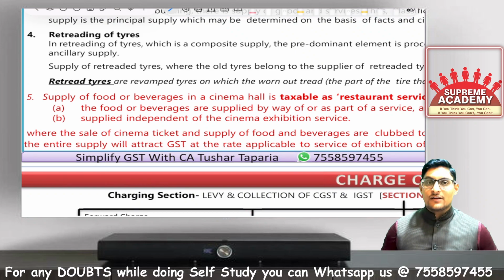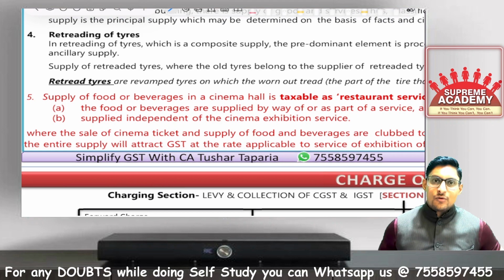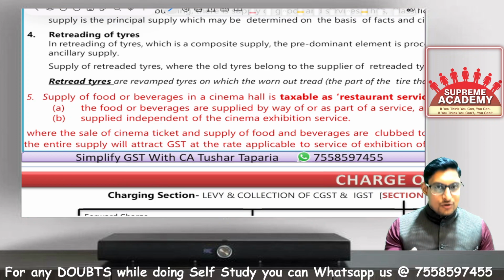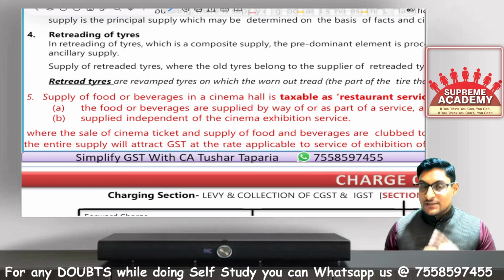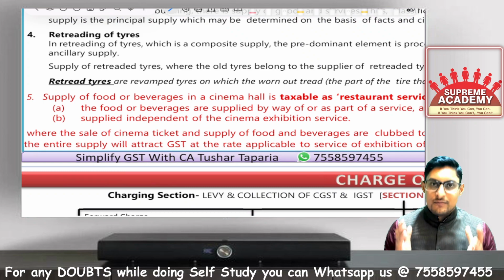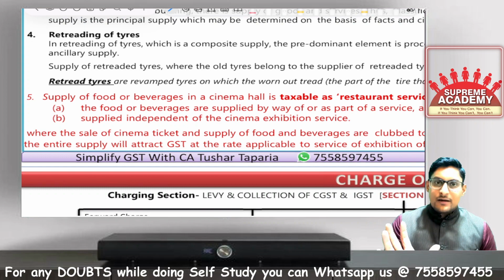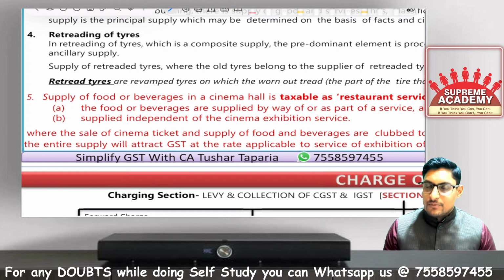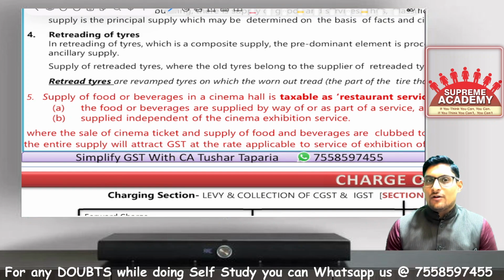Check whether these eatables come from a combo ticket. While purchasing the cinema ticket, you get a combo pack along with the price of that ticket. If in that ticket itself there is a combo of food or beverages, then it will be termed a composite supply. And what will be the principal supply? The principal supply is the supply of cinema tickets. Though you are supplying food and beverages along with the tickets in a combo pack, it is a composite supply, and the principal supply is the supply of cinema.